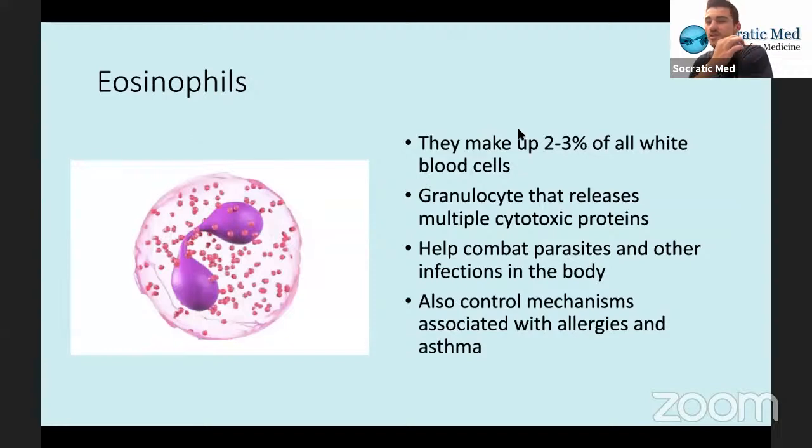Eosinophils are another granulocyte. They make up about 2 to 3% of all white blood cells. This granulocyte releases multiple cytotoxic proteins, so that's its main method. They usually help combat parasites and some other infections in the body, and they do that by degranulation. So they degranulate, and the cytotoxic proteins will usually kill the parasite or whatever infectious agent is in the body. And they're also associated with allergies and asthma.